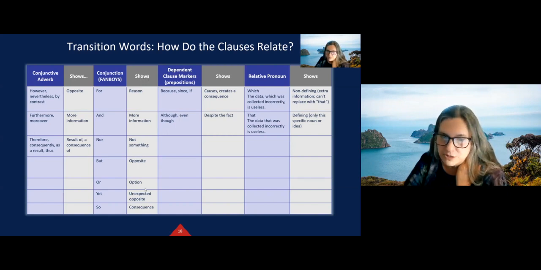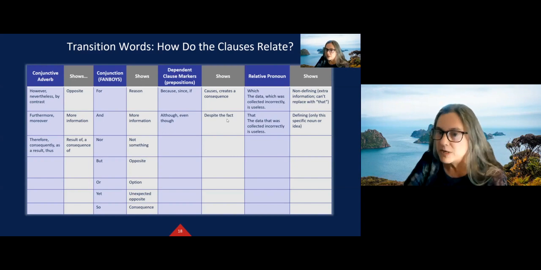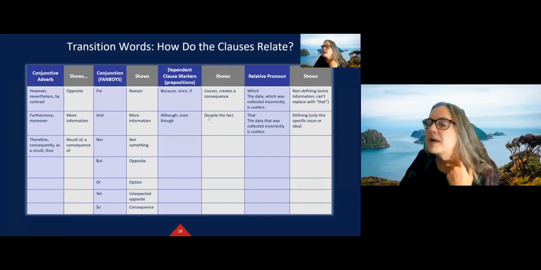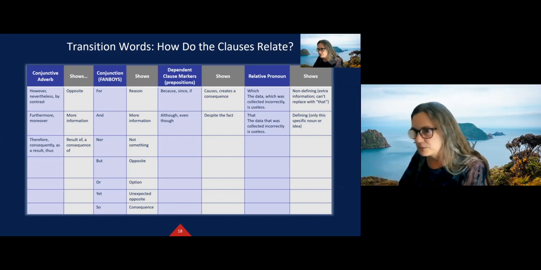And then what they show, there are dependent clause markers like prepositions. And so here are some examples: because, since, if, although, even though, despite, whatever. So this is what they show, like because might show a cause or create a consequence. Although or even though, despite the fact that of this one thing, something else is also true, or whatever.